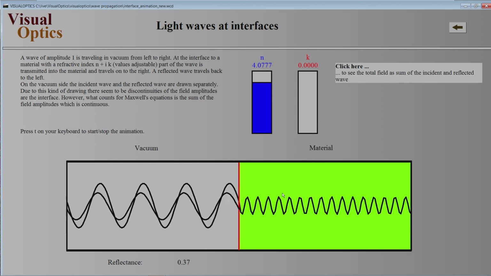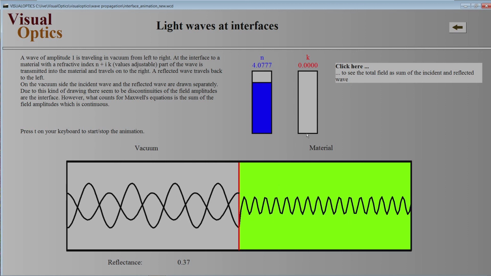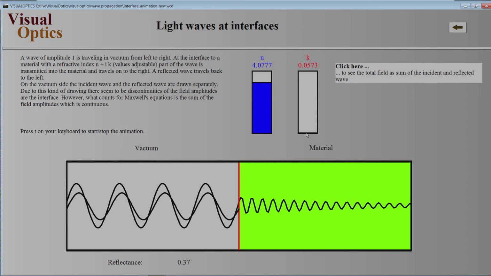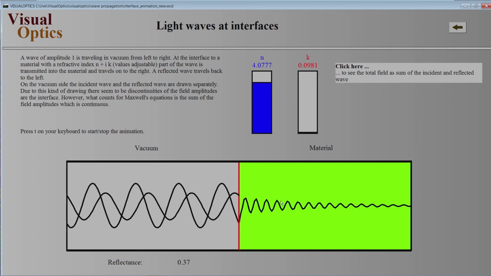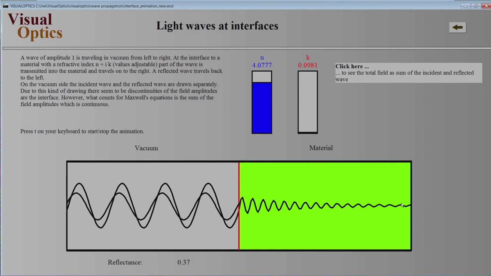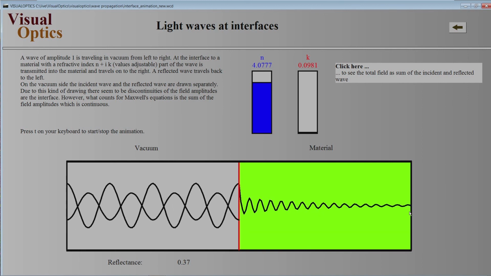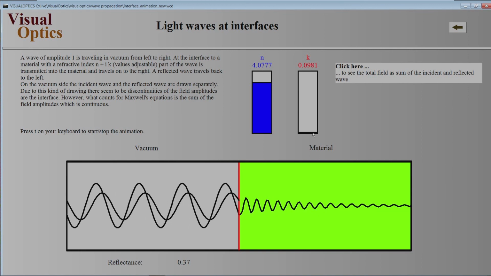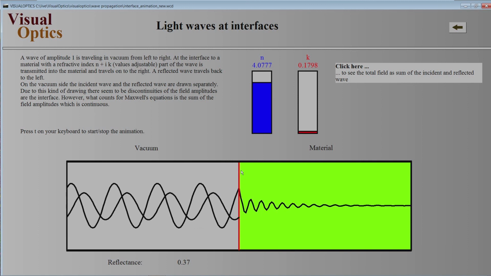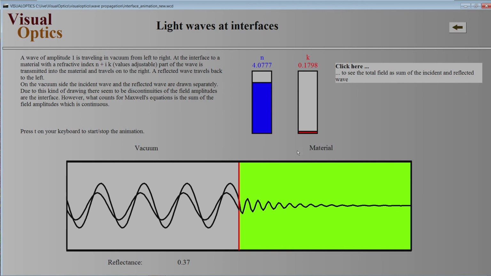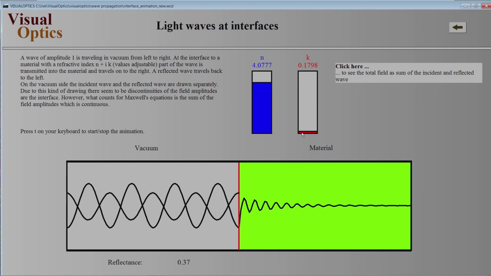Let's introduce a little bit of absorption. Basically, if you have weak absorption, it just brings down the amplitude of the light wave within the material. This has usually not too much consequence for the reflectance at this interface here, as long as K is small.